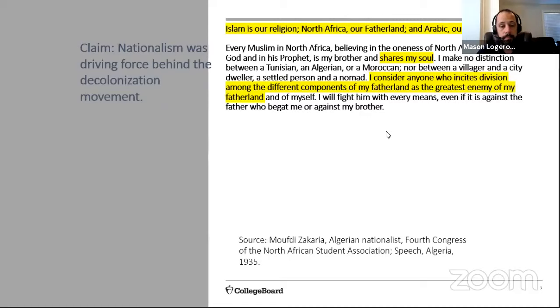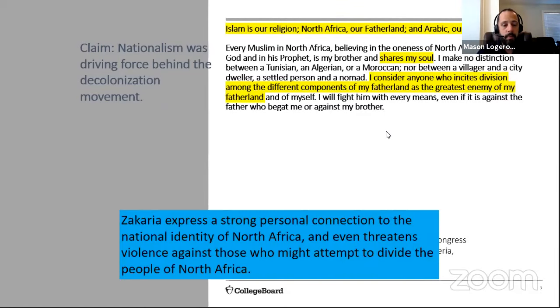You also see here threats of violence between people that would try to divide the fatherland. So if you're looking to put this in your own words, he talks about the idea of nationalism across North Africa, again, region, language, religion, and even threats of violence against people that would try to divide North Africa, i.e. the French and other colonizers.